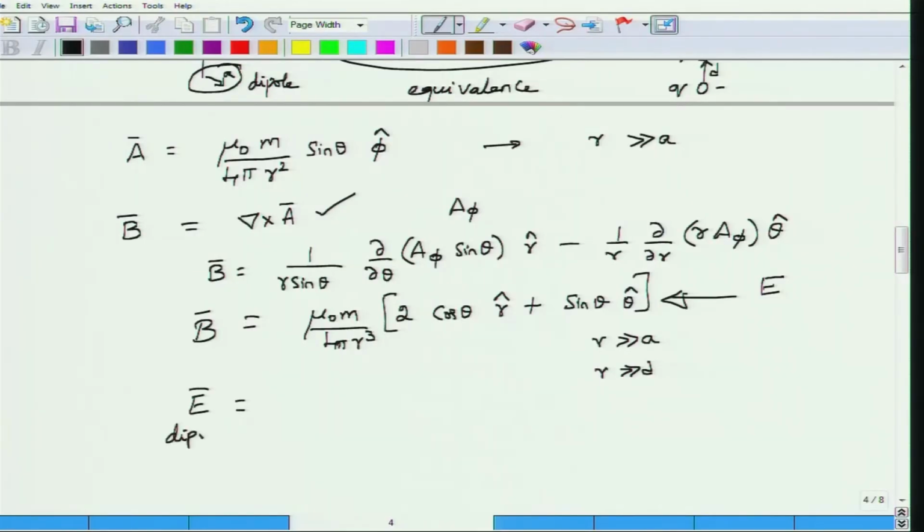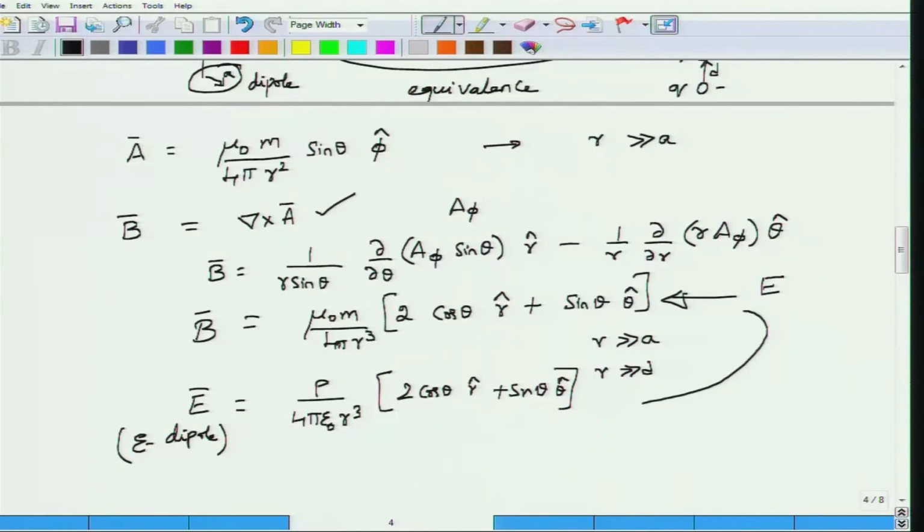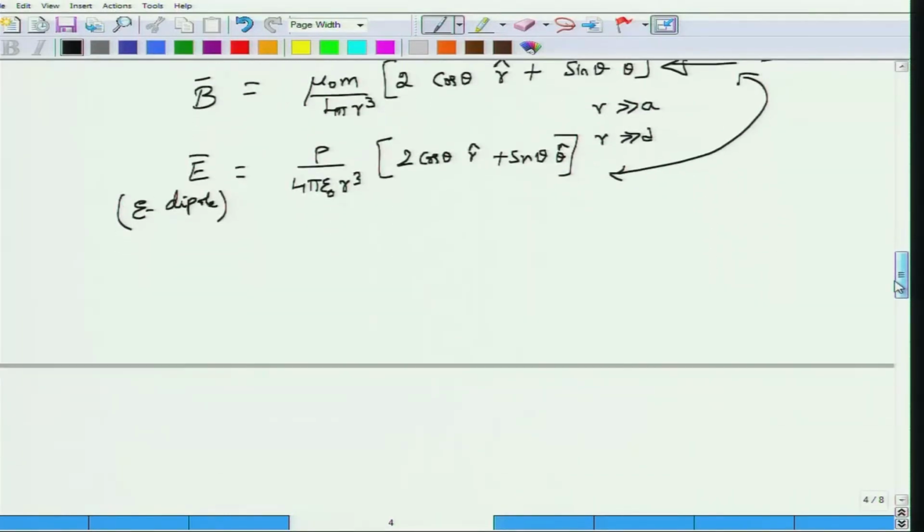So for the electric field of an electric dipole, that is not the magnetic dipole, this was equal to P by 4 pi epsilon 0 r cube, and in the bracket the 2 cos theta r hat plus sin theta theta hat was exactly the same. So this is the equivalence which again comes up, and that is what we were talking about. Because of this equivalence, this dipole, which is two charges of opposite polarity separated by a distance d, is considered equivalent to a loop. So there are 2 points of view.